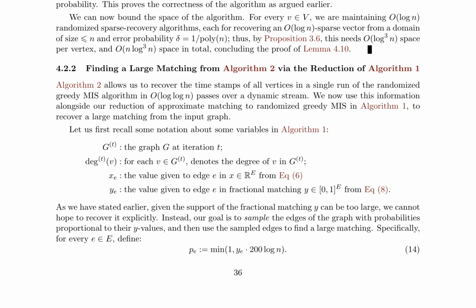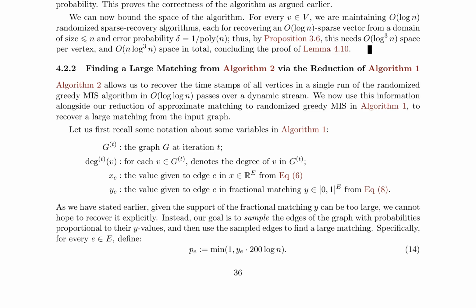This proves the correctness of the algorithm. The space complexity of the algorithm is also analyzed, and it is shown that for every v element of V, O(log^3 n) space is needed to maintain O(log n) randomized sparse recovery algorithms. This leads to a total space complexity of O(n log^3 n).